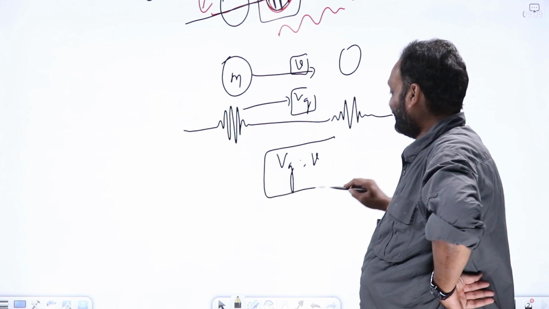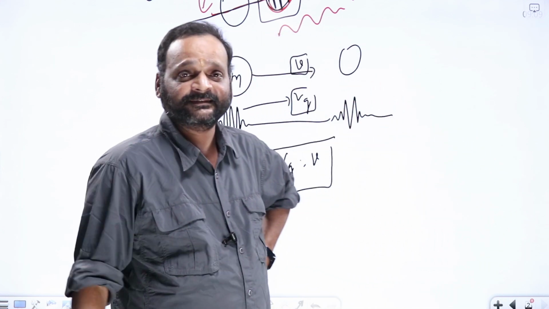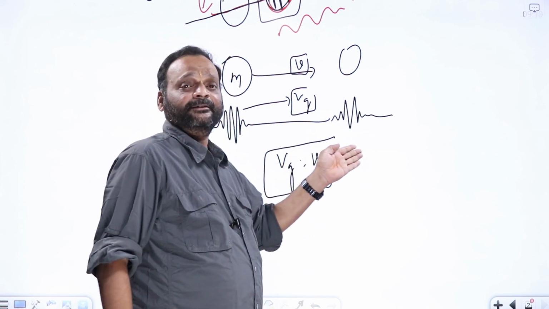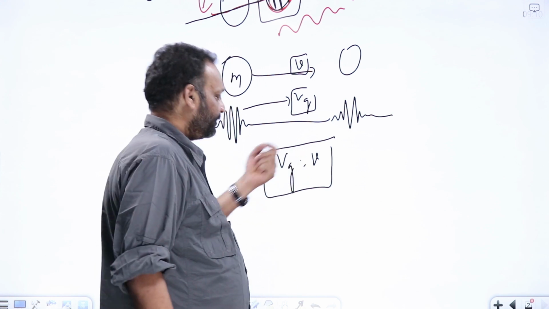Vg equal to V. In your BSc final year, this is a small proof for 5 marks in the exam. The question: prove that group velocity is equal to particle velocity for a material particle, for a matter wave, like that.